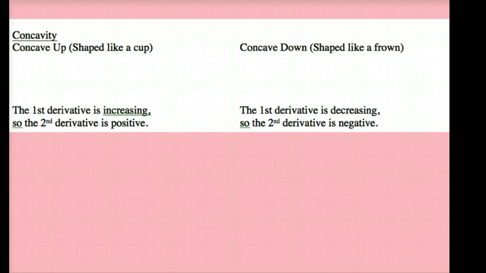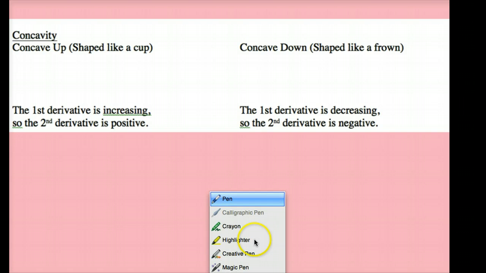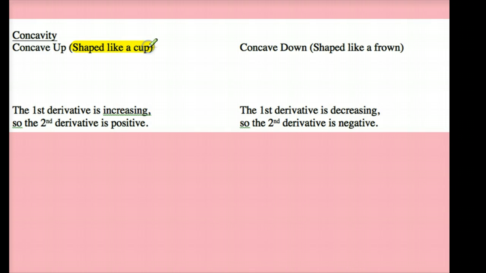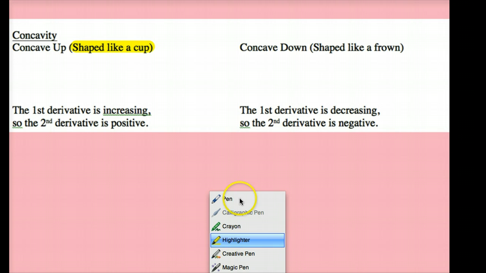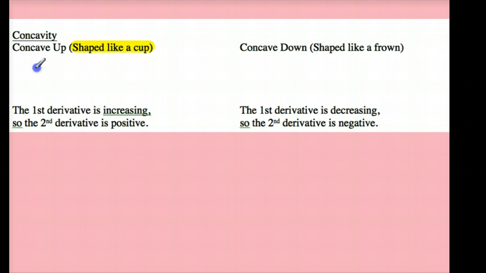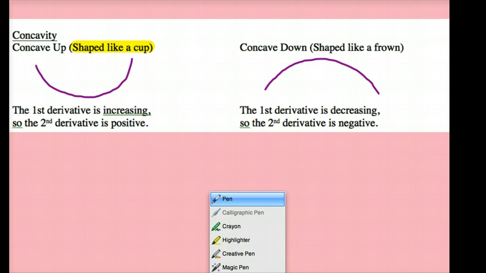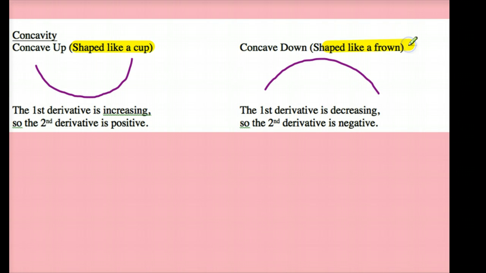One is concave up and one is concave down, and as you can see the phrase for concave up is shaped like a cup. So just like the saying, concave up is shaped like a cup. Anytime you have a cup, it has a U shape to it, right? Concave down is shaped like a frown. So on here, concave down is shaped like a frown.